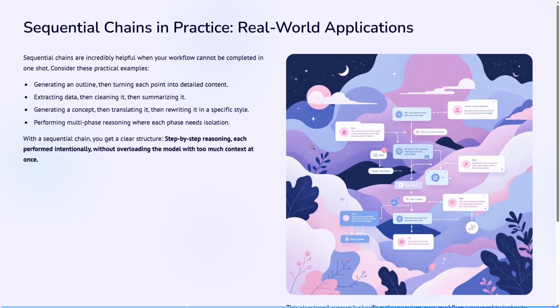When we invoke the sequential chain, LangChain automatically runs each segment in order, passing the output of the first chain into the second and then into the third, giving us a polished final result. So this will make your workflow significantly more organized compared to trying to squeeze everything into one huge prompt.